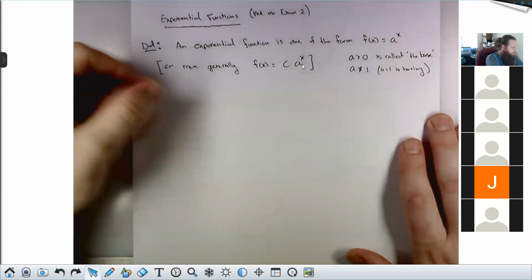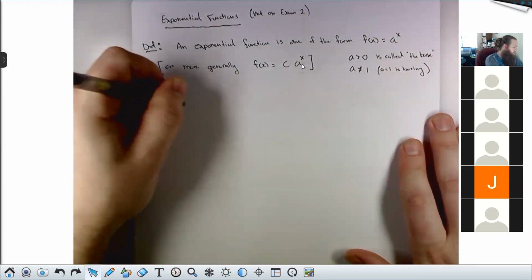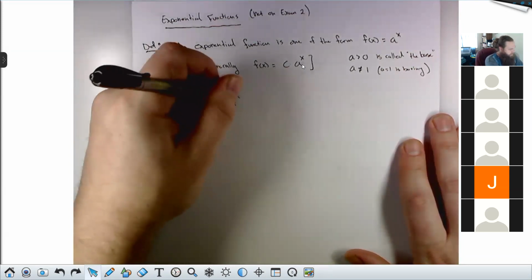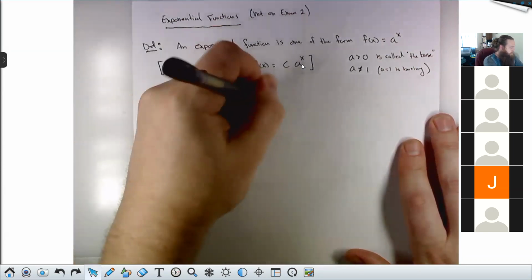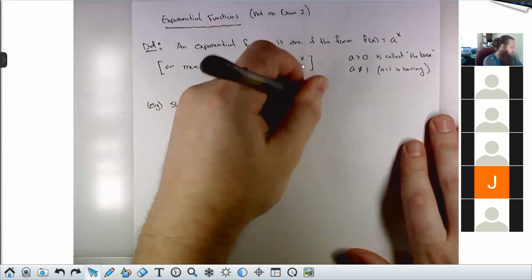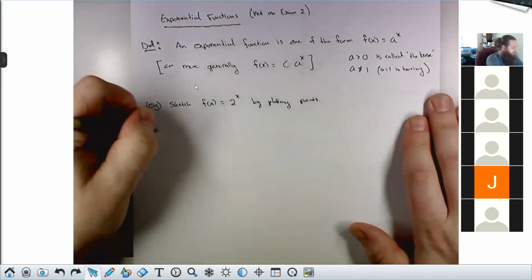Let's just start with an example. Let's see if we can sketch f of x equals 2 to the x by plotting points. So because the variable is now in the exponent, all of your algebra rules for exponents are going to be really important in this section. I'm going to sort of subtly review those as we go through here. We're going to plot points, which means we're going to make a table.